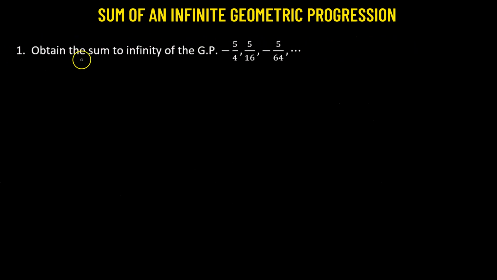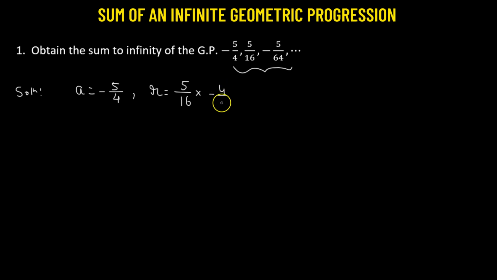Problem number 1. We need to obtain the sum to infinity of the given geometric progression. So let's begin. Here we will obtain a few of the things that we need for finding the sum. We need the value of the first term, so that's -5 divided by 4. We also need the value of the common ratio. All we have to do is take the second term and divide it by the first term. Since our first term is a fraction, dividing by the first term simply means multiplying by the reciprocal of the first term.